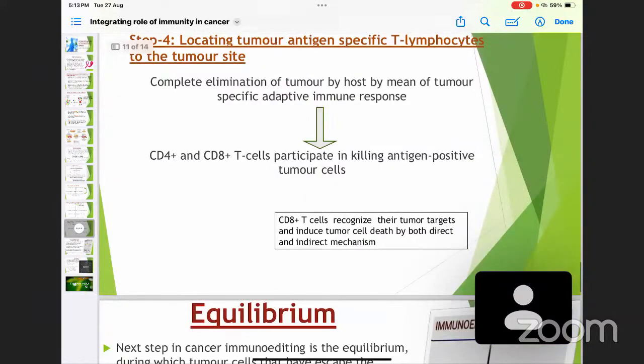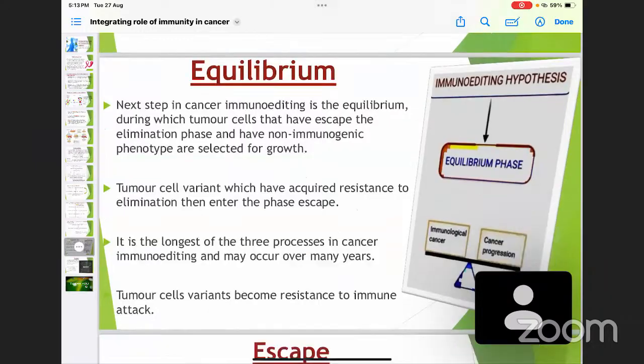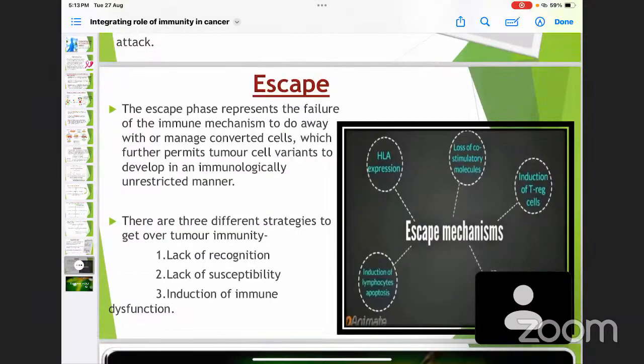The next phase in cancer immunoediting is the equilibrium phase. In this phase, the tumor cell variants become resistant to the immune attack, and it is the longest phase in cancer immunoediting, and it may remain for many years in human beings. The third and last phase in cancer immunoediting is the phase of escape. In this phase, there are three different strategies to get over tumor immunity: lack of recognition, lack of susceptibility, and induction of immune dysfunction.